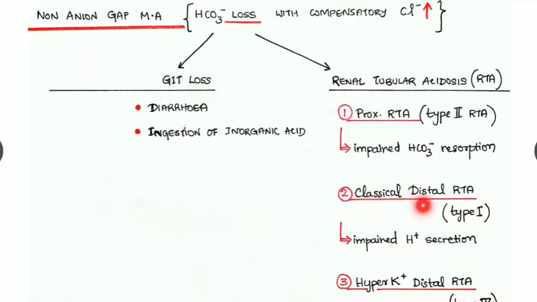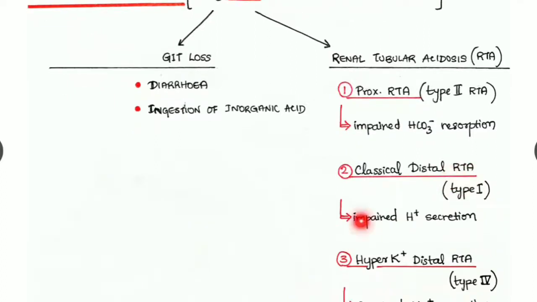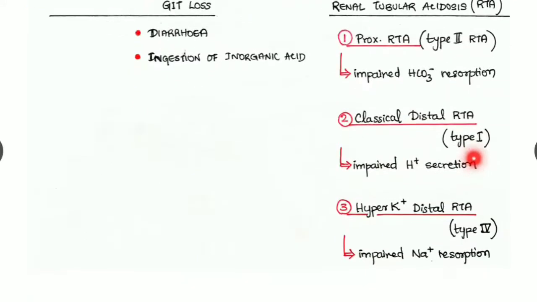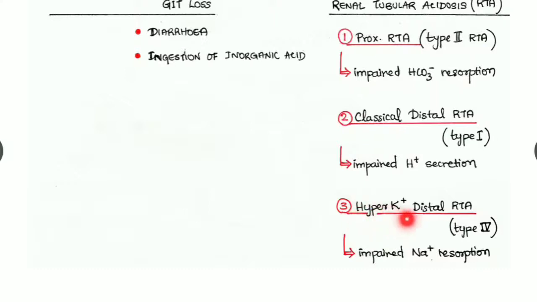Second is classical distal renal tubular acidosis, and that is the type 1 renal tubular acidosis. What is happening there? There is impaired proton secretion. This proton, which is the cause for the increased acidic nature of the blood, is unable to get excreted, removed from the body. So it accumulates in the blood and causes this acidosis, and that is the classical distal renal tubular acidosis.